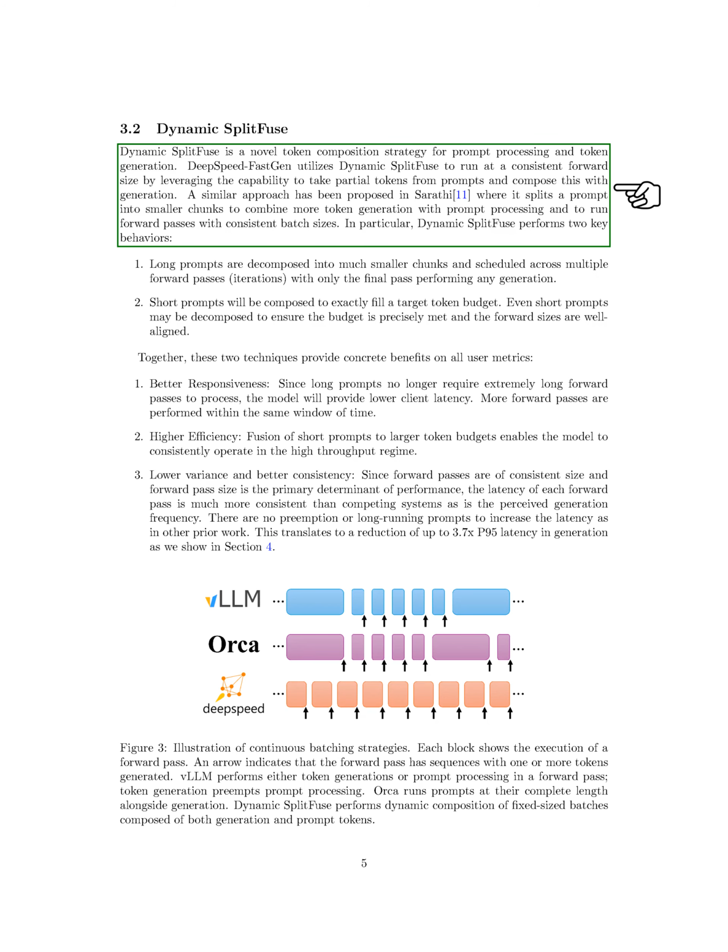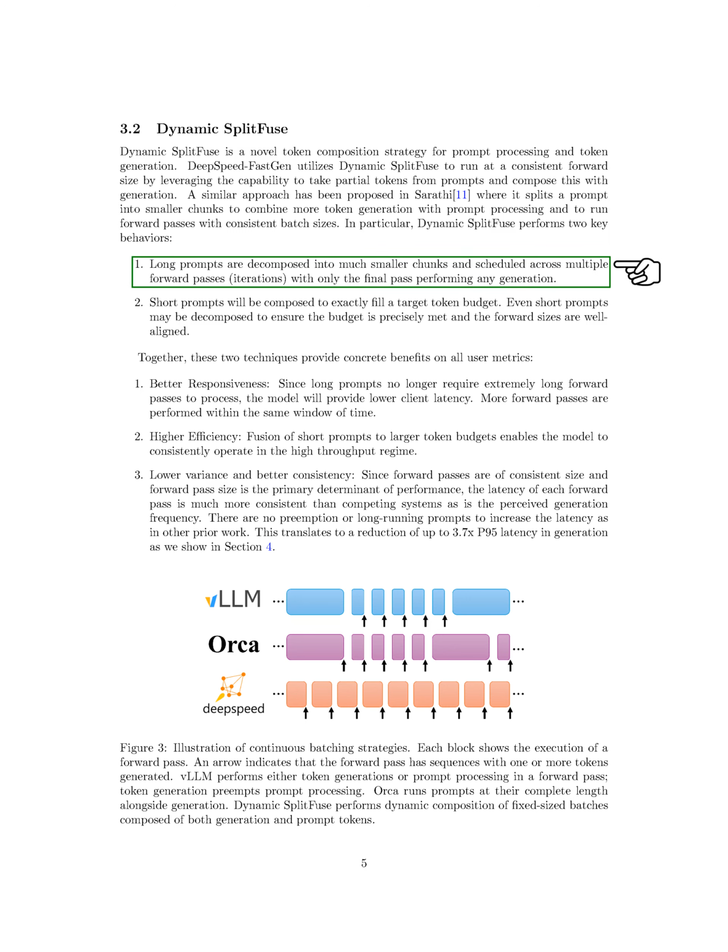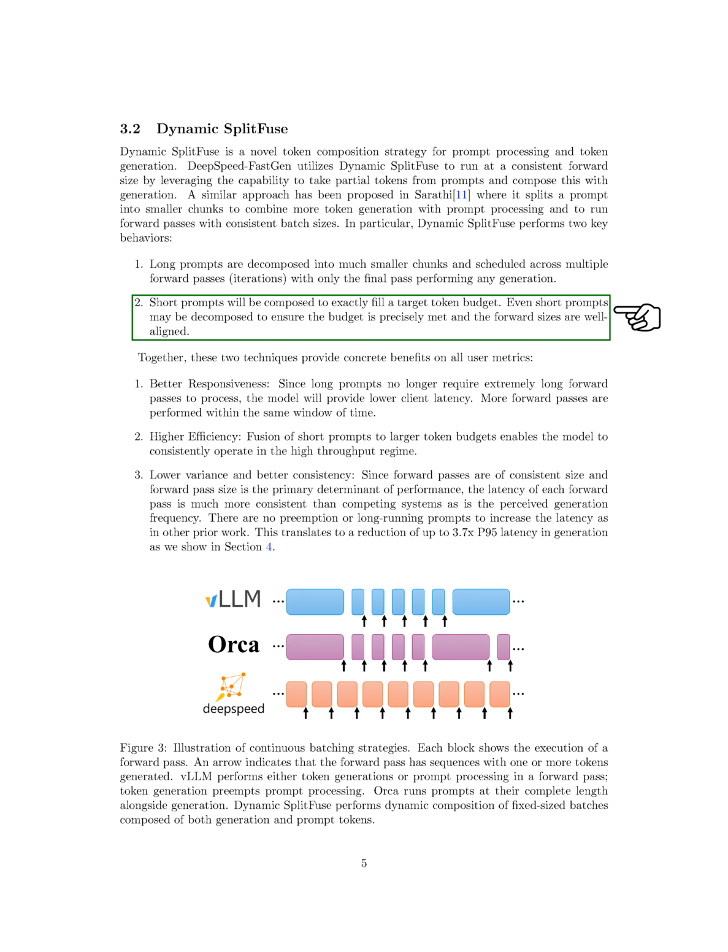This is a new strategy for managing token composition during prompt processing and token generation. It's used by DeepSpeed-FastGen to maintain a consistent forward size by taking partial tokens from prompts and combining them with generation. This approach, similar to one proposed in Sarathi, involves breaking down long prompts into smaller chunks and scheduling them across multiple forward passes. Only the final pass performs any generation. Short prompts are composed to fill a target token budget exactly. Even short prompts may be broken down to ensure the budget is met precisely and the forward sizes align well.